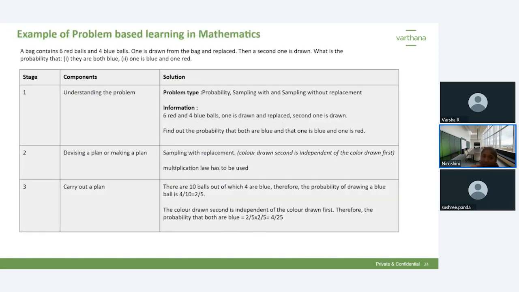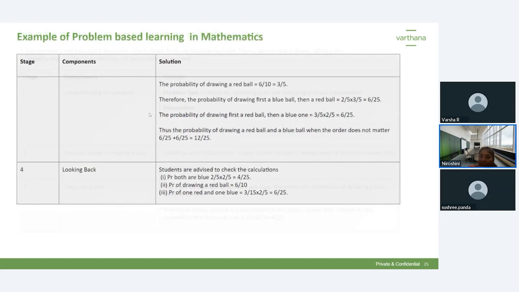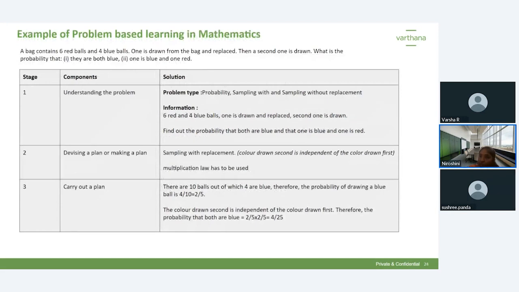Now let's look at a sample mathematical problem. I've just pulled a probability problem here, because this is a common topic that we use inside our classrooms. How do we take this one particular problem and try to solve it in the problem-based learning methodology? The child will obviously understand the problem first. He will understand what the problem is, what the type of the problem is. So we know that this problem has come from probability.